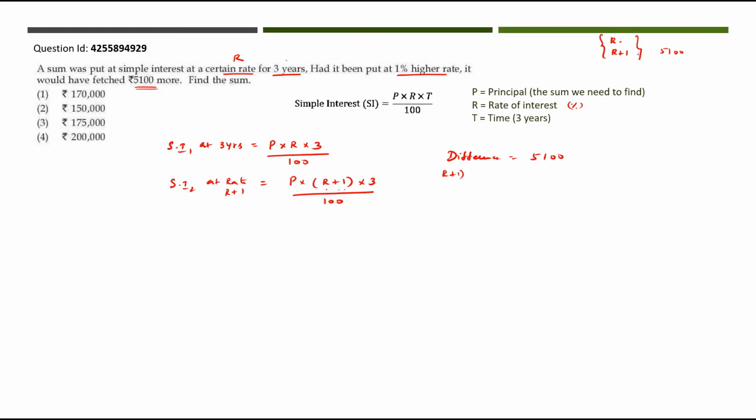The R plus 1 rate of interest minus R rate of interest is fetching 5,100 more. So what is this R plus 1 simple interest? It is given by SI2 minus the R rate of interest is SI1. This value is equal to 5,100. We have a value named 5 and when it is put at a higher rate, we have a value 7. They say the difference is 2. How did we find the difference? We subtracted 5 from 7. So this is 7 minus 5.